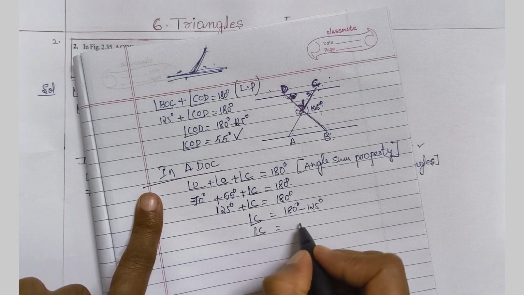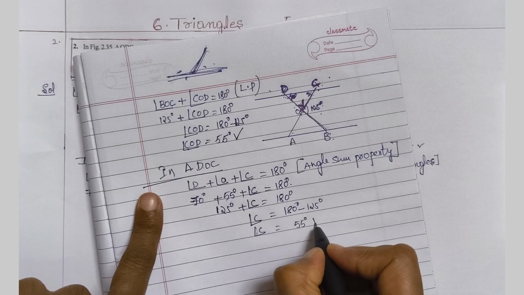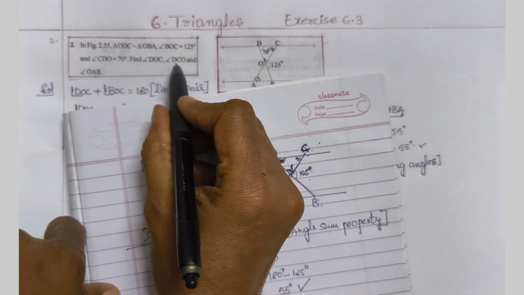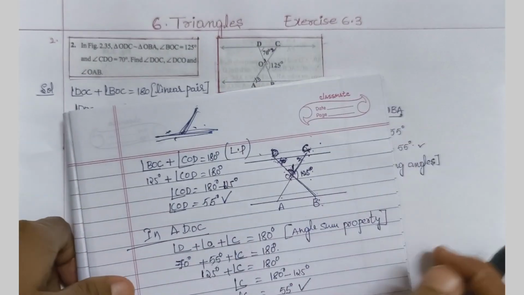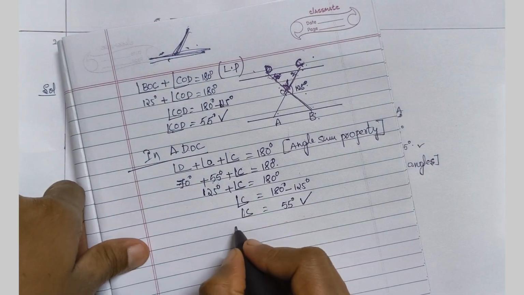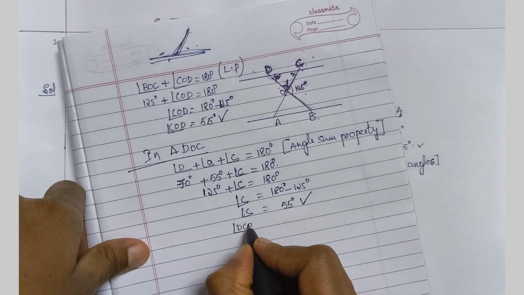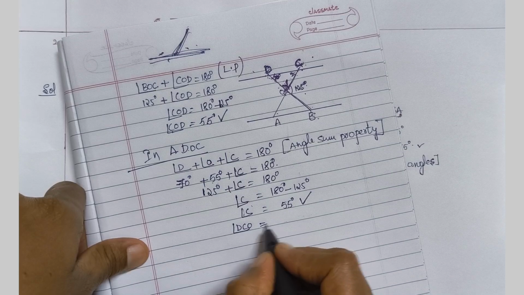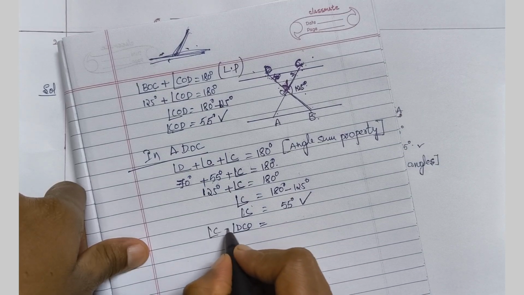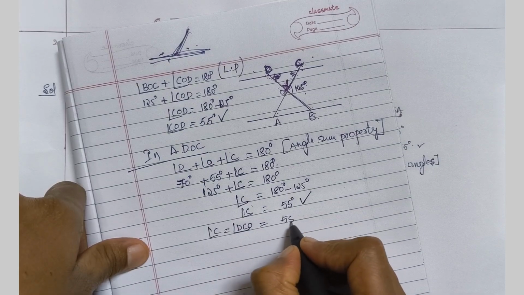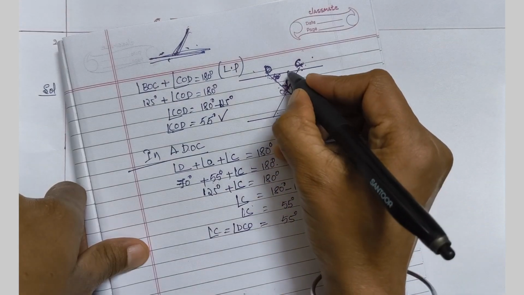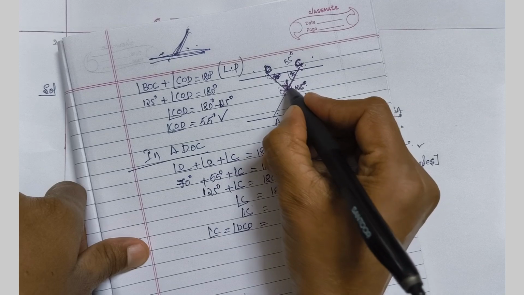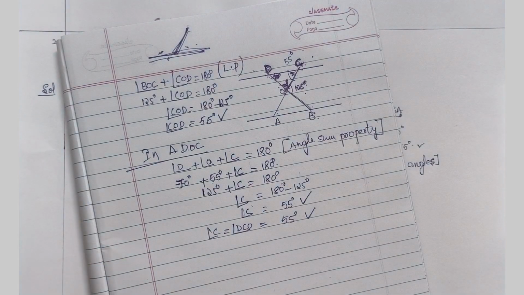Now you can write angle C is equal to 180 degrees minus 125 degrees. So angle C is how many degrees? 55 degrees. C means what is given? C means DCO. Angle DCO, you can also write angle C. This is angle DCO. How many degrees? 55 degrees. So the second answer is also 55 degrees.